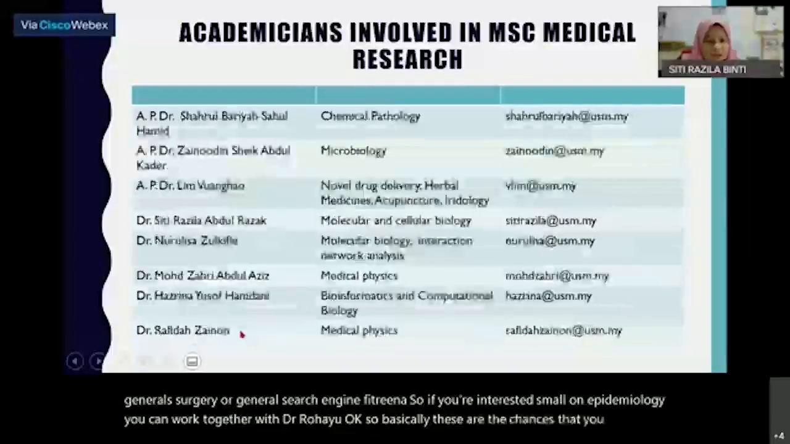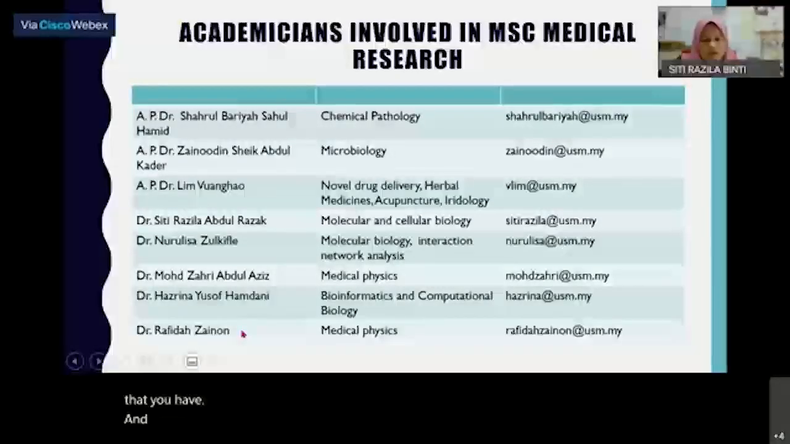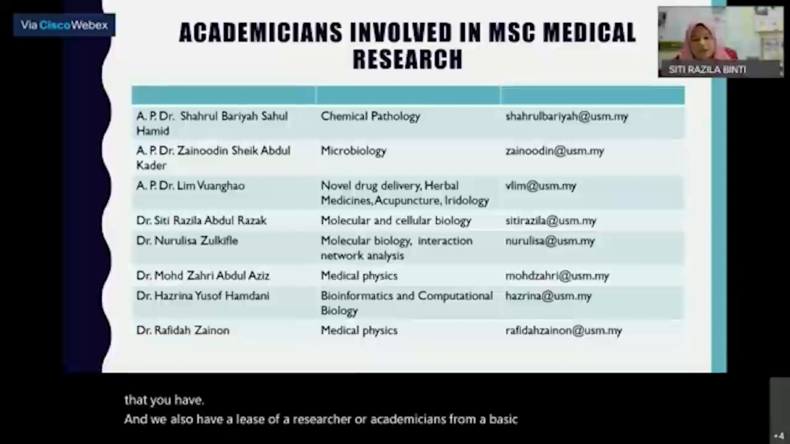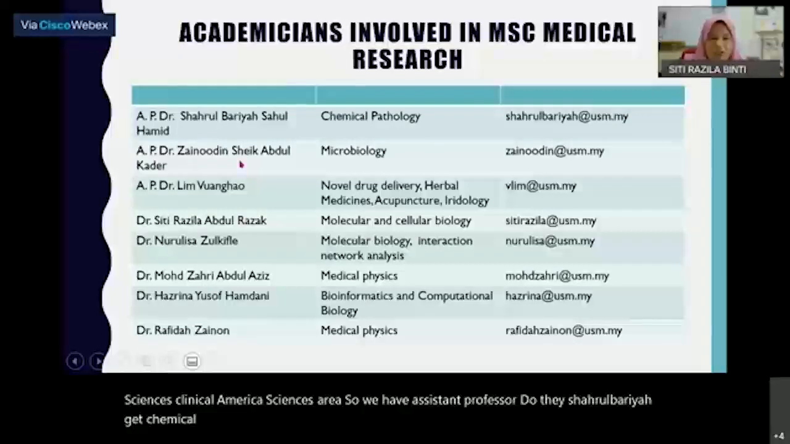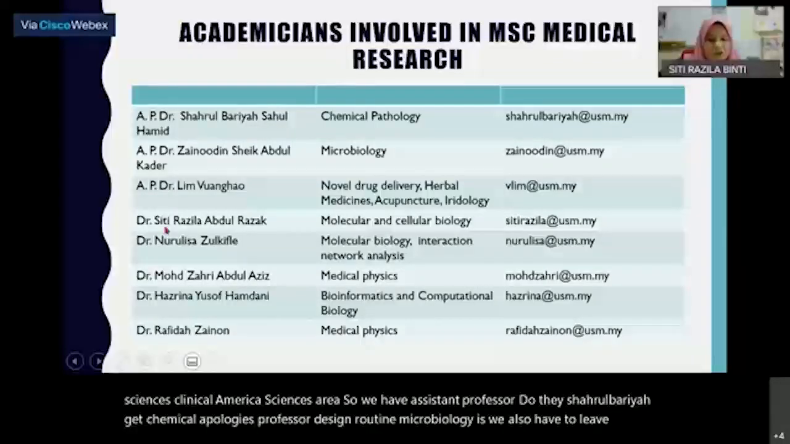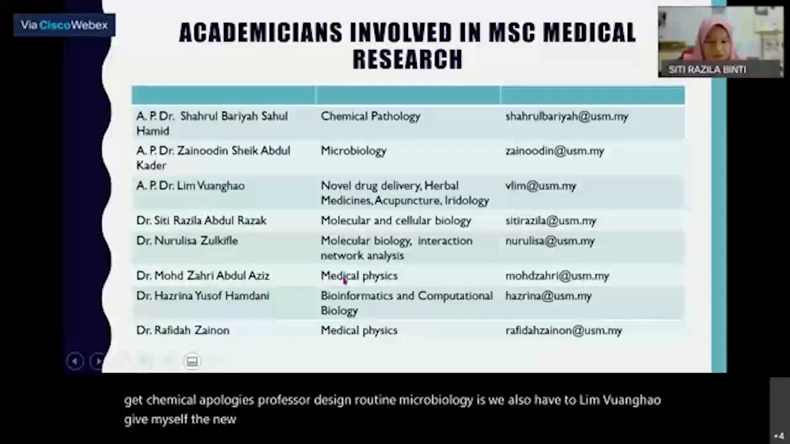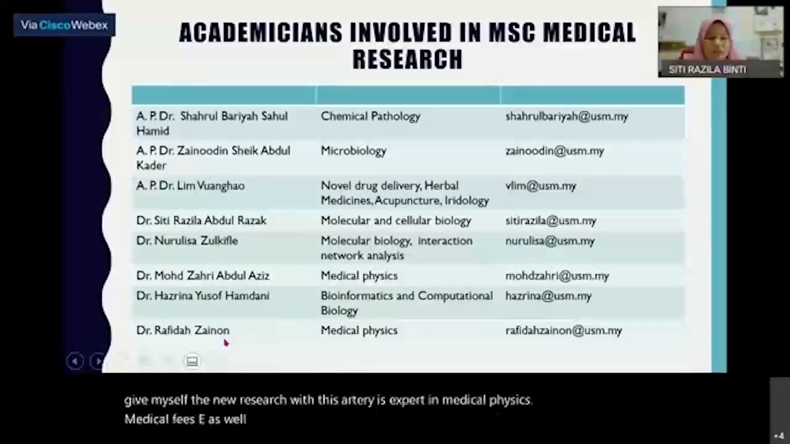On top of that, we also have a list of researchers and academicians from the basic sciences, clinical and medical sciences area. So we have Associate Professor Dr. Shahrul Baria, a chemical pathologist, Associate Professor Dr. Zainuddin, a microbiologist. We also have Dr. Lim Wang Hao, myself, Dr. Nurulisa, Dr. Zahri, who is an expert in medical physics, as well as Dr. Rafidah Zainul. We also have Dr. Hazrina, who is an expert in bioinformatics and computational biology.